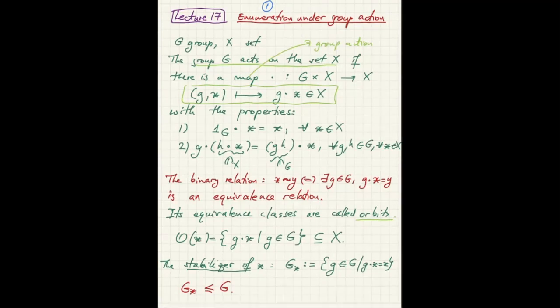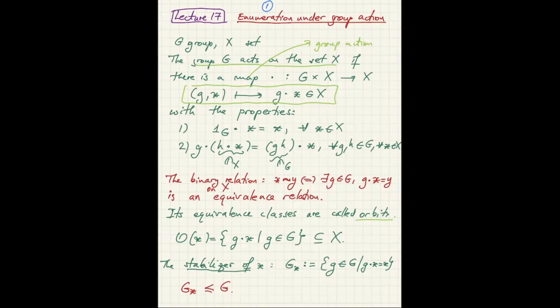All right. Now we proved last time that this binary relation on the elements of X, defined as follows: x is equivalent to y if and only if there is a group element g such that g acting on x produces y, is an equivalence relation. So this binary relation is reflexive, symmetric, and transitive.